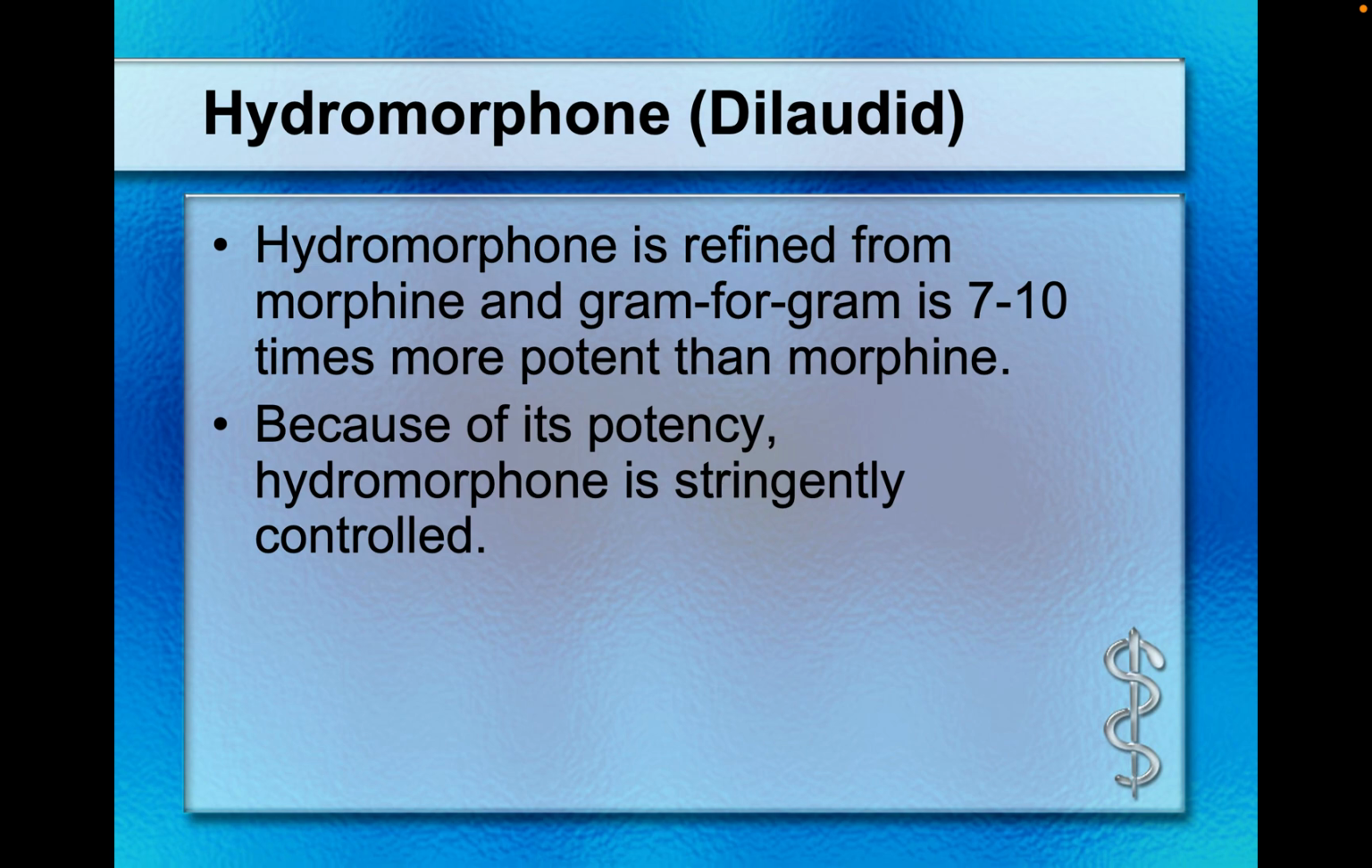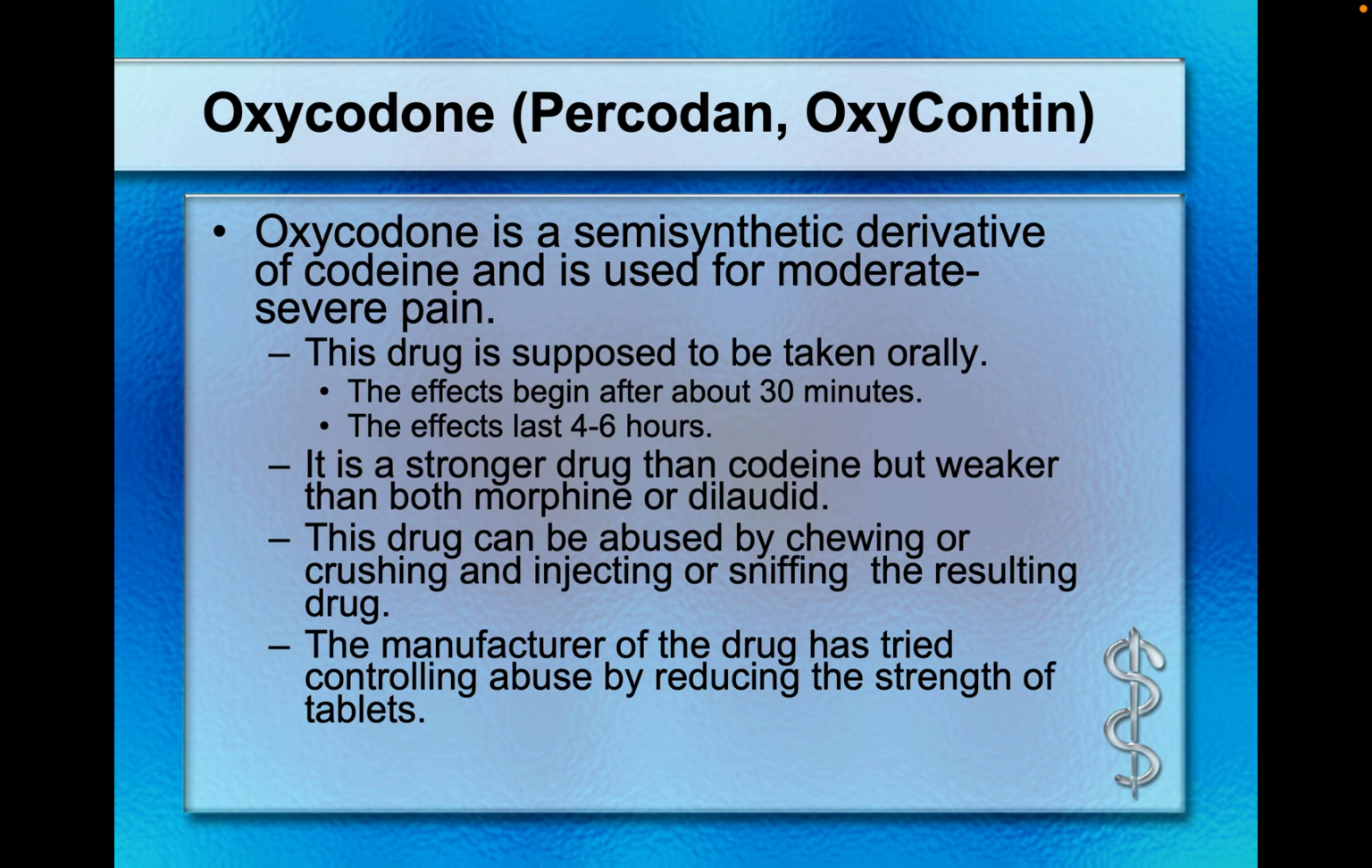Hydromorphone is derived from morphine, and gram for gram is 7 to 10 times more potent than morphine. Hydromorphone, the common name for it is Dilaudid. You may have heard of Dilaudid. Because of its potency, hydromorphone is stringently controlled, theoretically anyway. Only medical personnel can get a hold of it, and unfortunately, they use it.